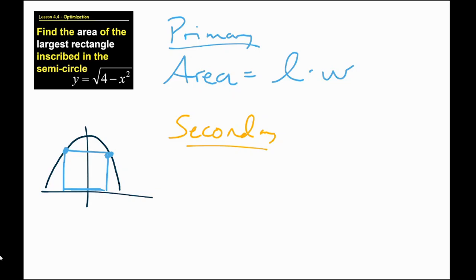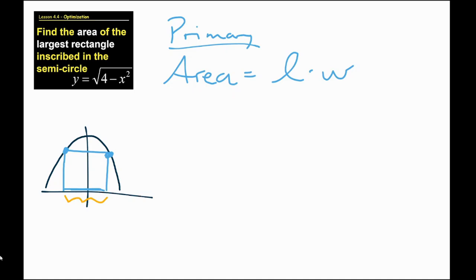What are we going to do with this now? Again, I'm trying to give you a chance to do something here, but you have to realize that we've got a primary equation that has two variables, L and W. That's not going to work. We need to turn this equation into basically just one variable. So why don't we talk about the length of this thing?